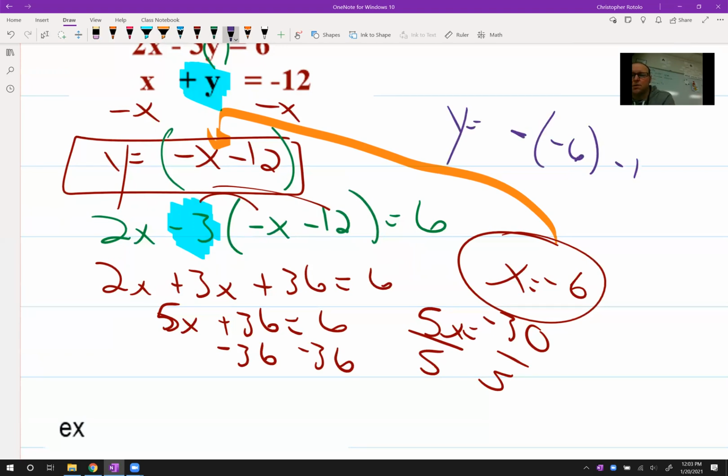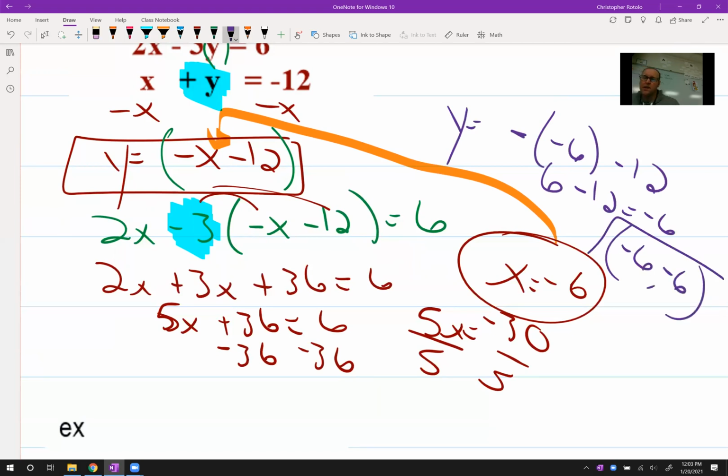-6 minus 12. All right, notice what I did here is I used a bunch of parentheses, and that's going to help things out as well. Because -6 is +6, so 6 minus 12 is -6. So my ordered pair, -6, -6. And that is consistent, independent, because it can stand alone.